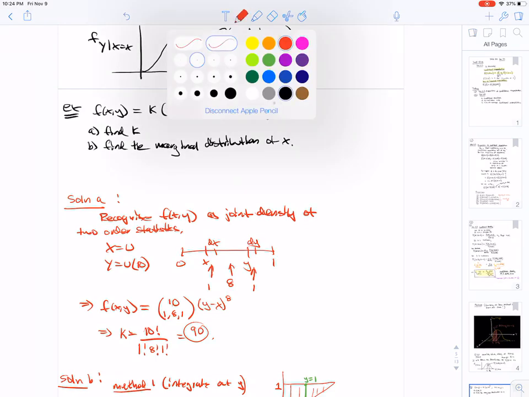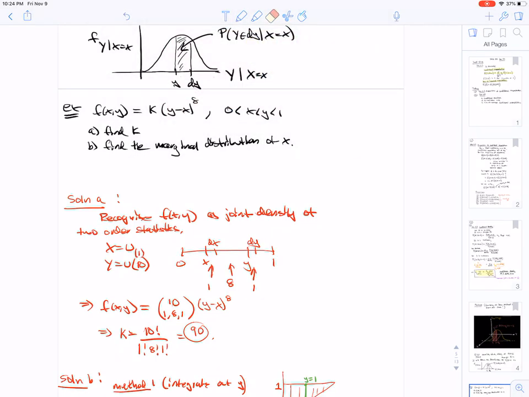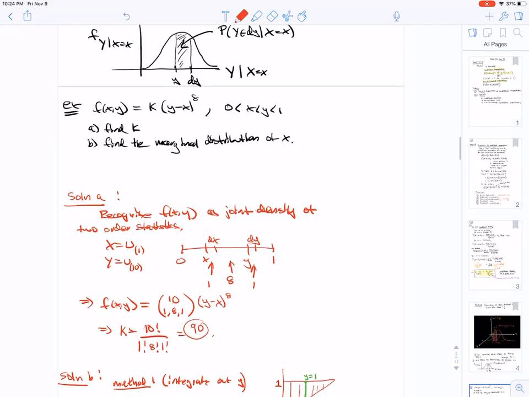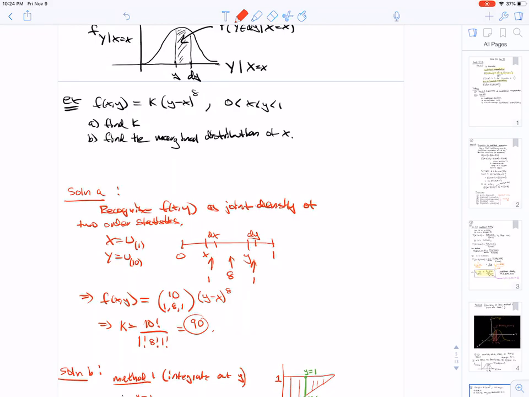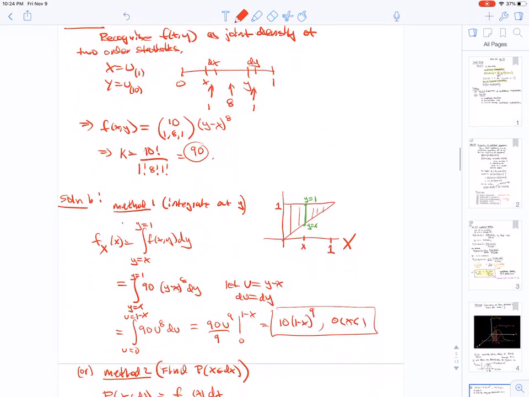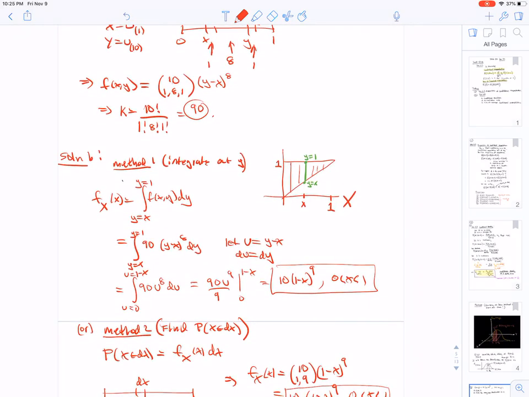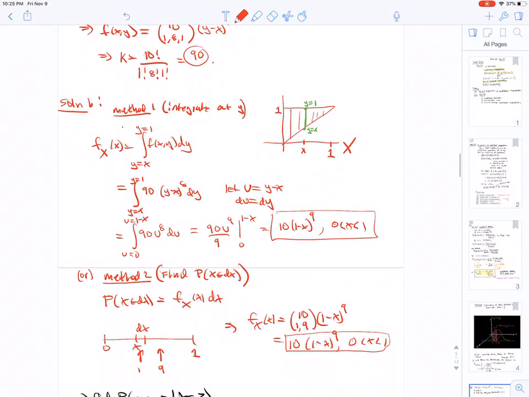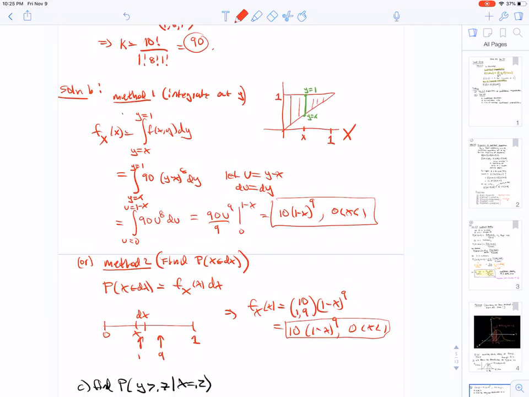That makes things a little bit easier, although there are other ways to do this. To find k, you could also take the double integral, set it equal to 1, and solve for k, but this way is easier. We see right away that the joint density is 10 choose 1, 8, 1 times (y minus x) to the 8th, so k is 90. Then to find the marginal, you're integrating out y, integrating the joint from y is x to y is 1, and you get 10 times (1 minus x) to the 9th.